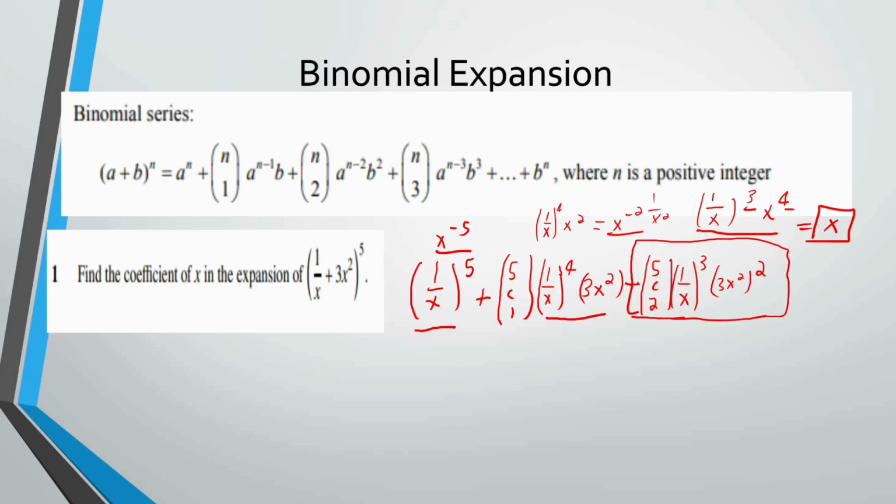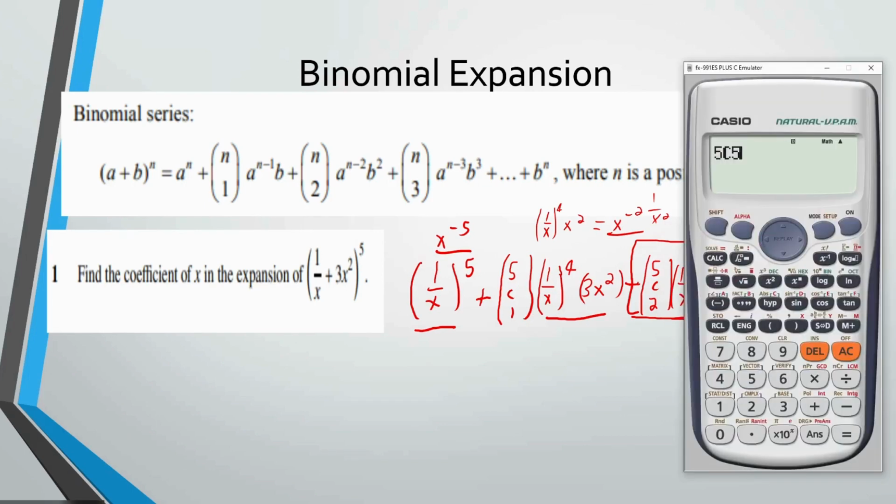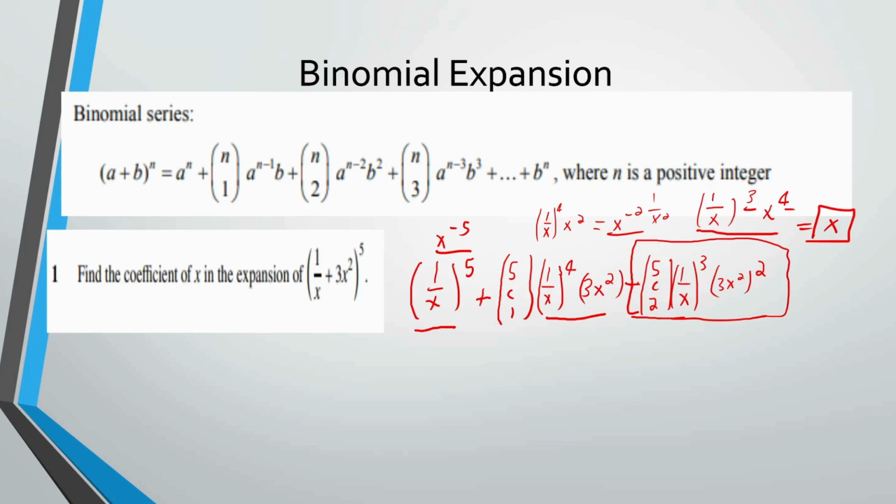So now let's go back to our calculator and find out what is 5C2. Let's see. As you can see, 5C2 means 10. So we are going to use this now. So we have 10 into 1 over x cube and 3x squared.